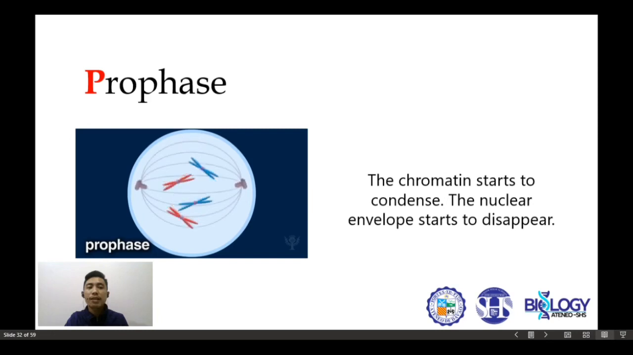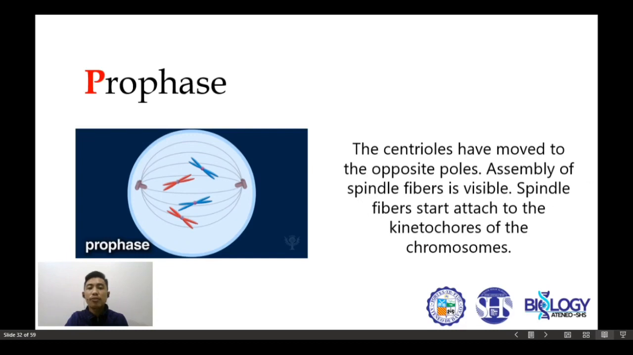Also, in animal cells, there are special structures called centrioles. These centrioles are going to move to the opposite poles of the cell. Additionally, spindle fibers, which are made up of microtubules, start to form. Microtubules, based on the previous discussions, are one of the cytoskeleton components of the cell. These microtubules start to attach to the kinetochores of the chromosomes. You've already learned about where kinetochores are found in the previous video.